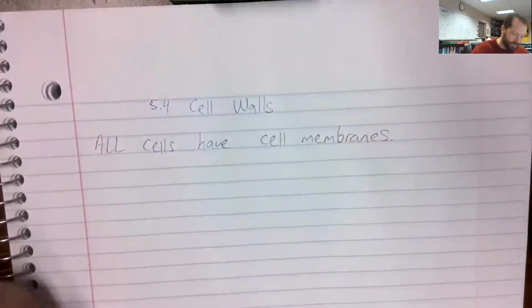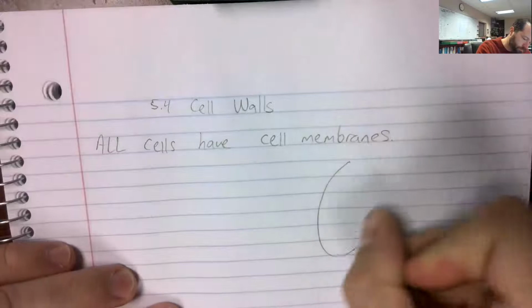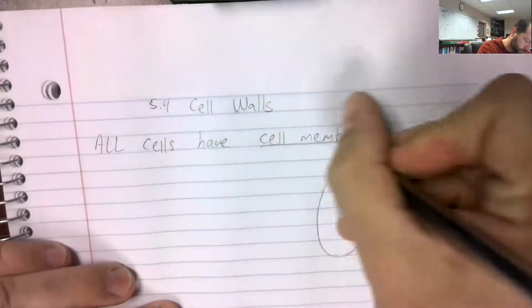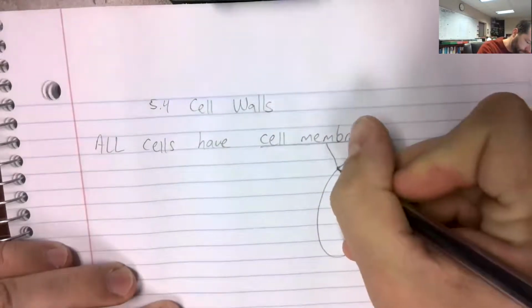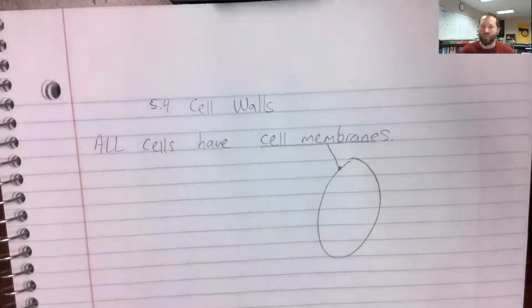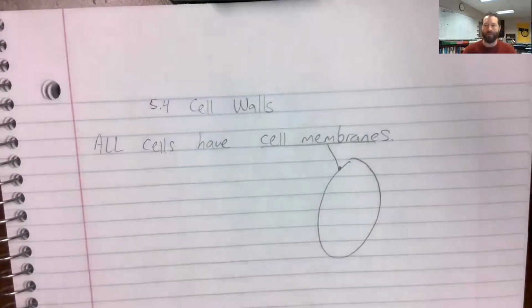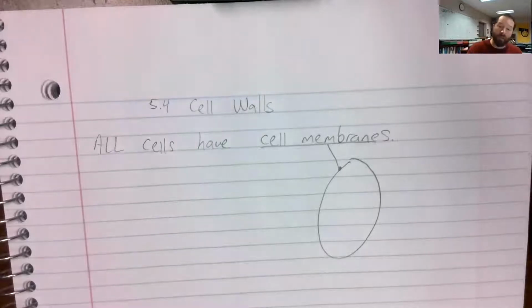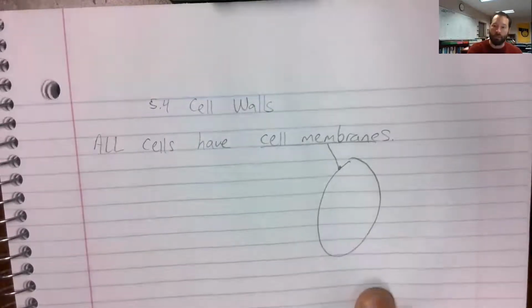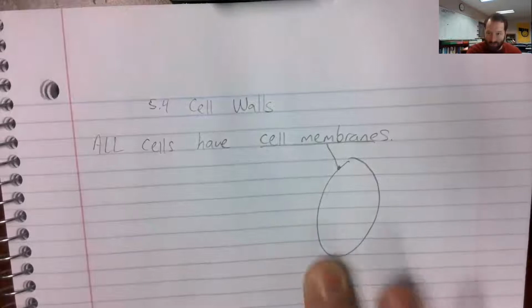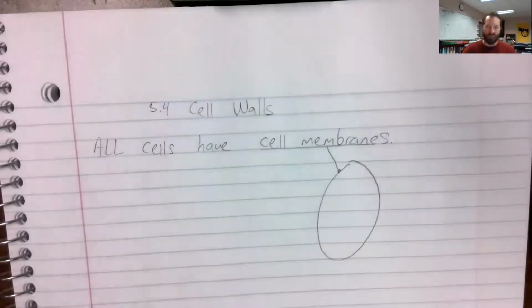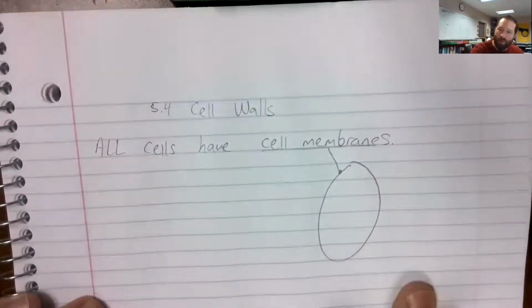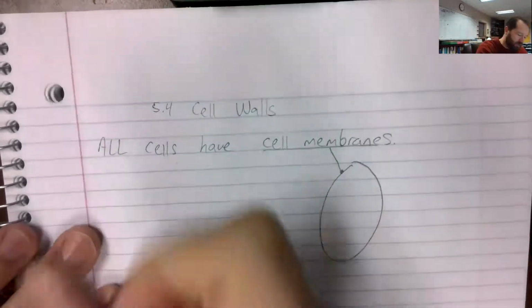Now I'm going to start by emphasizing that all cells have cell membranes. I think a lot of times students make a trade-off and say, oh, well, if animal cells have cell membranes, then plant cells have cell walls. And yes, that's a true statement, but plant cells also have cell membranes. All cells have cell membranes. It's kind of just a phospholipid bilayer. It's kind of what makes the outside of the cell.